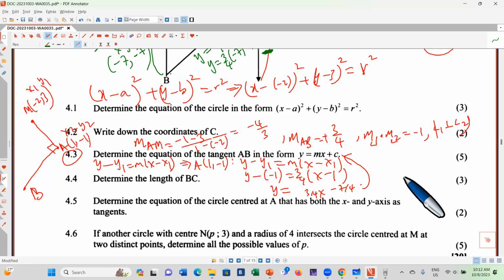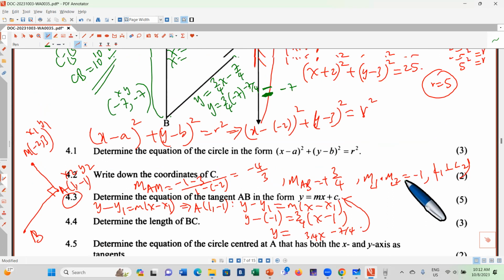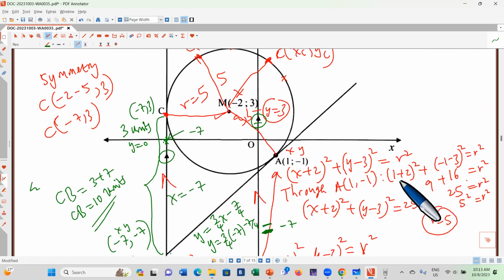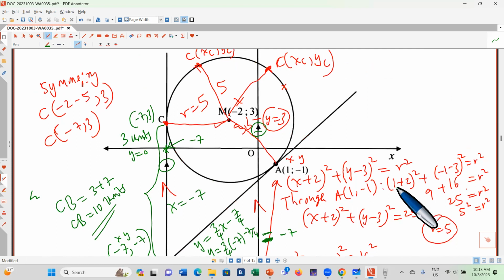Centered at A. So let's look at the diagram. There's a circle that is centered at A, but it has both the x and y axes as what? As tangents. So if this is the center, then the circle is going to be like this, such that it touches. To touch a line, it becomes a tangent. So if the circle touches the line, it becomes a tangent. This is it.